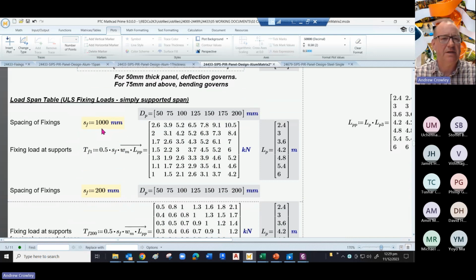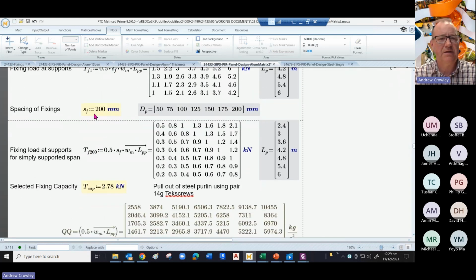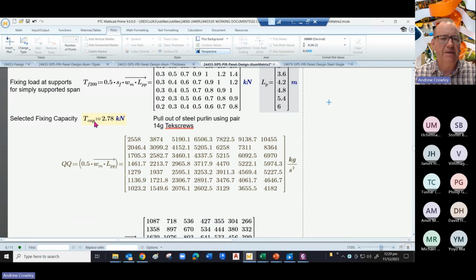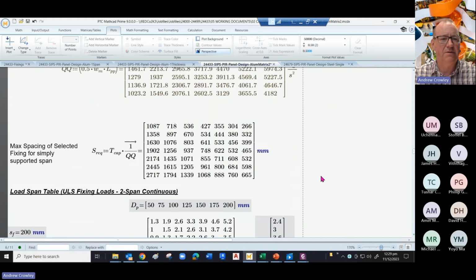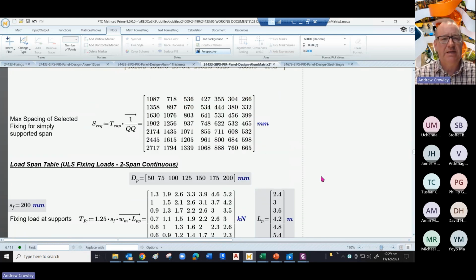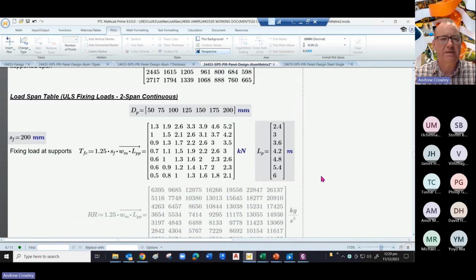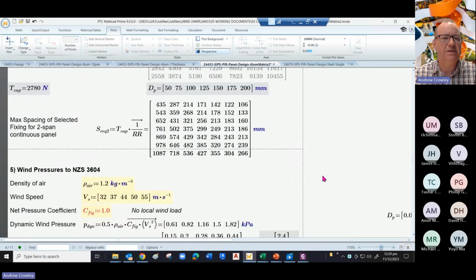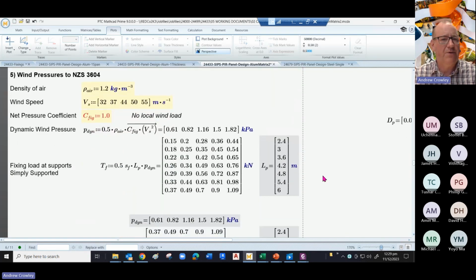So if you set your fixings at 1 meter centers, you can get your kilonewtons per meter in effect. More realistically, your fixings are going to be at 200 mil centers. And that's what the fixing loads are, given the maximum bending load you're putting on. But if you've got a fixing capacity fixed at 2.7, for example, you can then calculate what your spacing is before your capacity of your fixing is exceeded. You can then repeat the procedure for your 2-span continuous, and then we're looking at wind pressures.